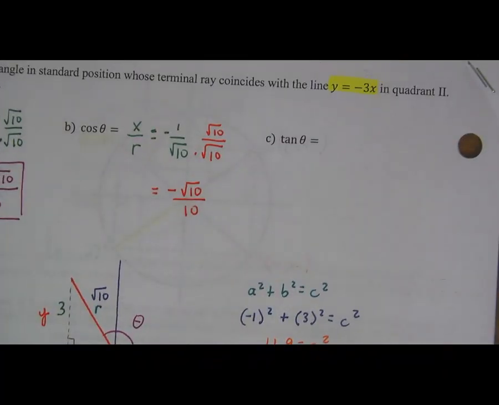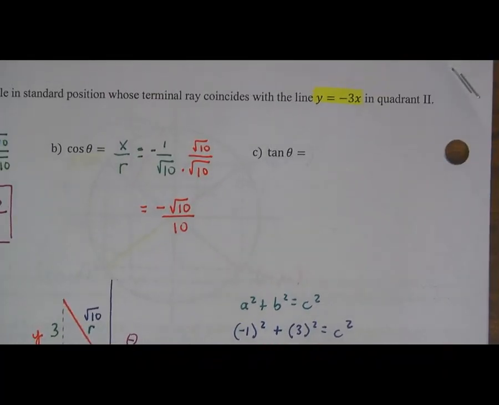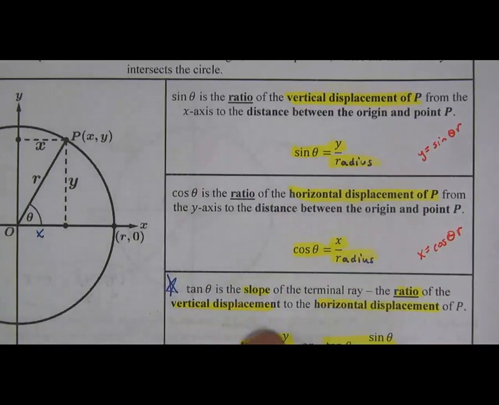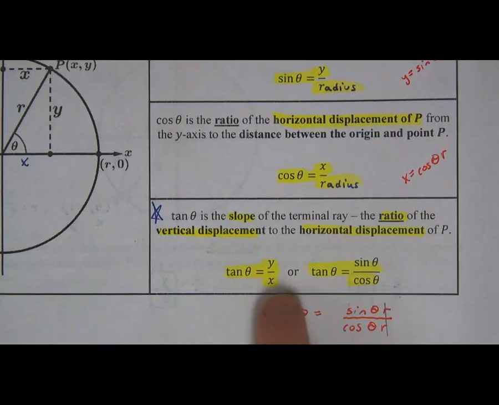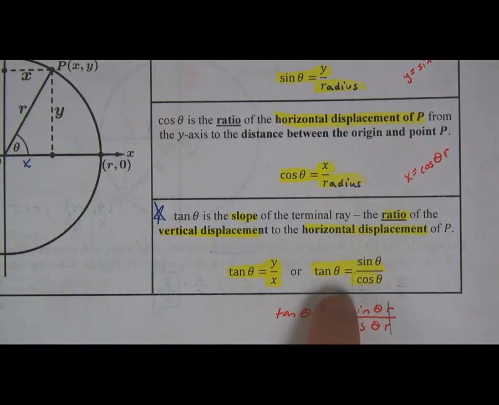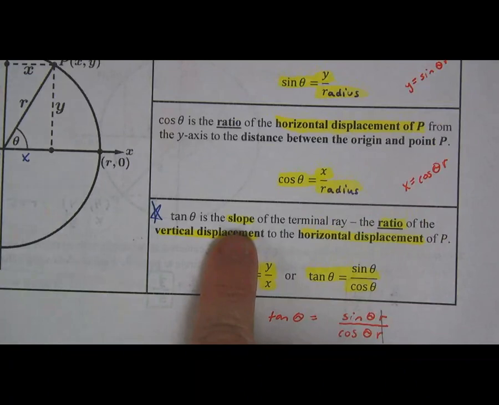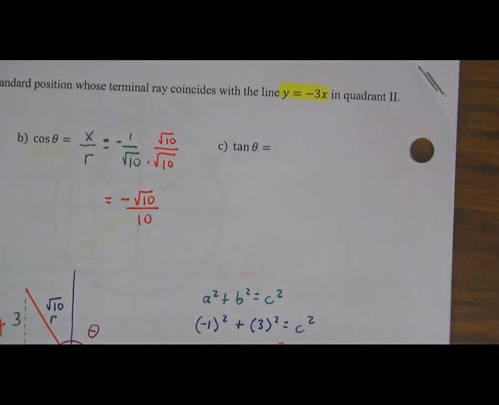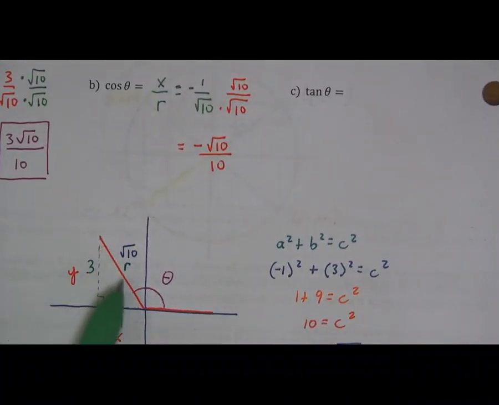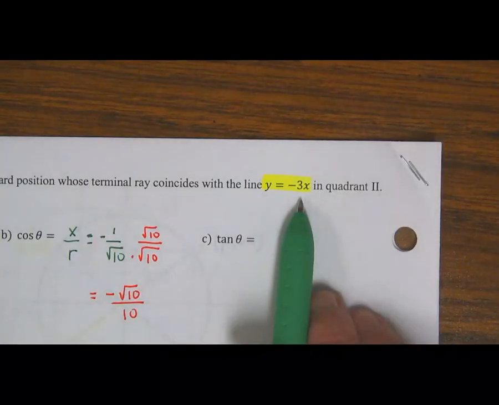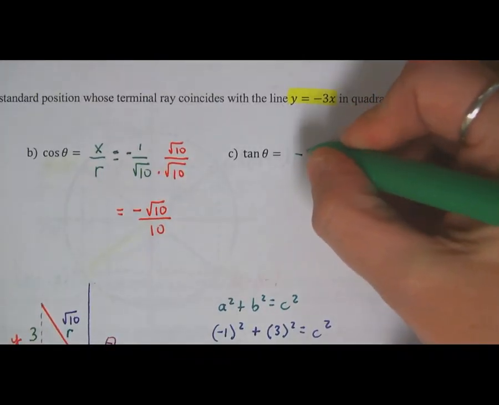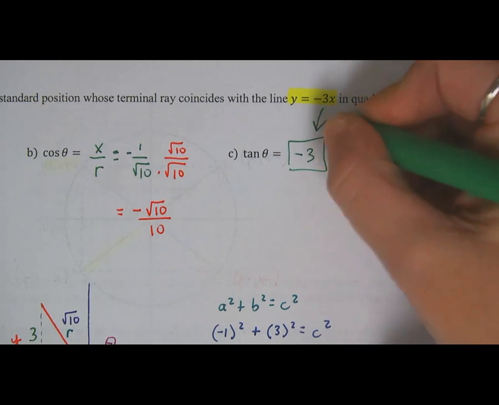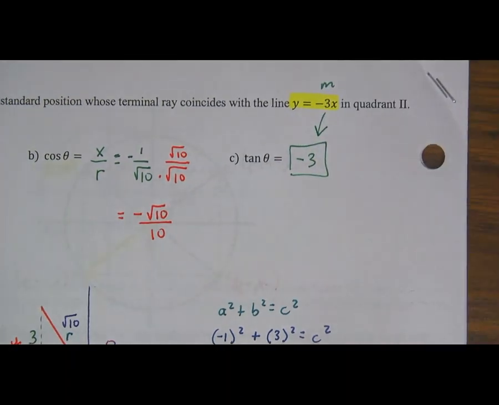I think tangent ends up being the easiest one of all. Because if you will look back to page 1, it says right here, we could set up a fraction and do a bunch of crazy math stuff. We could. Or if you know that tangent is the slope of the terminal ray, that's this right here. This is the terminal ray. What's the slope of this line again? It's just right there in front of us. It's negative 3. Tangent of theta is negative 3, period. Boom. That's the slope of the line.